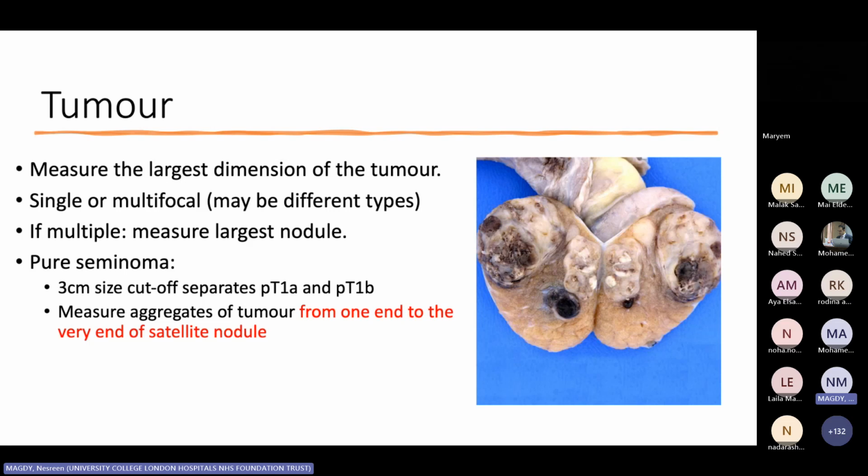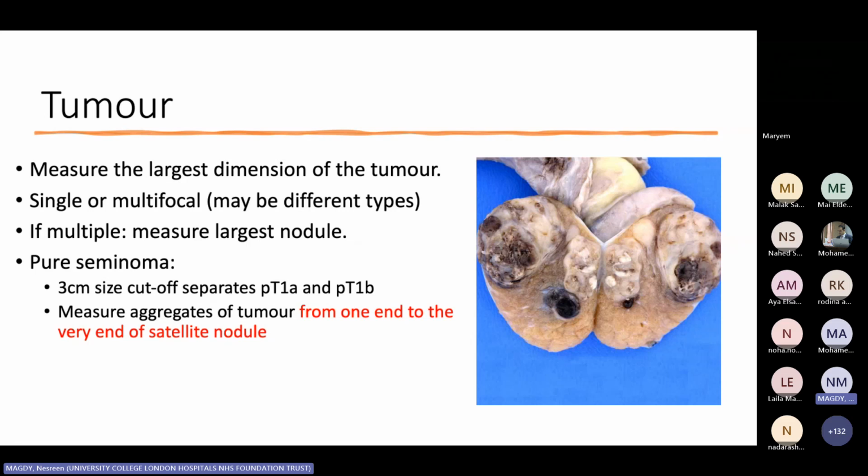In pure seminoma, the stage is affected a bit by the tumor size, especially in stage 1 disease, with a 3 centimeter size cut off. That separates stage pT1a and pT1b. This is only in the AJCC staging, not in the UICC.